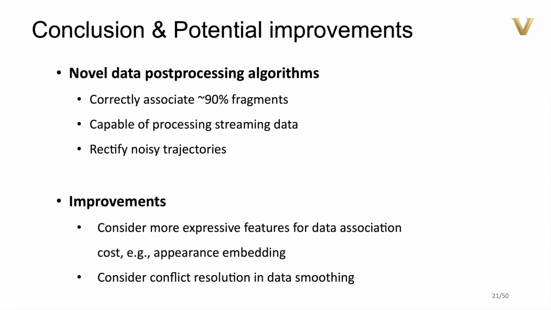Of course, there are many ideas for future improvements. For example, we can consider more expressive features for data association, such as appearance embedding, when we have more detection information of those vehicles to determine if 2 fragments should be matched together. We can also consider other features for trajectory smoothing formulation, for example, making sure that no 2 trajectories are overlapped.